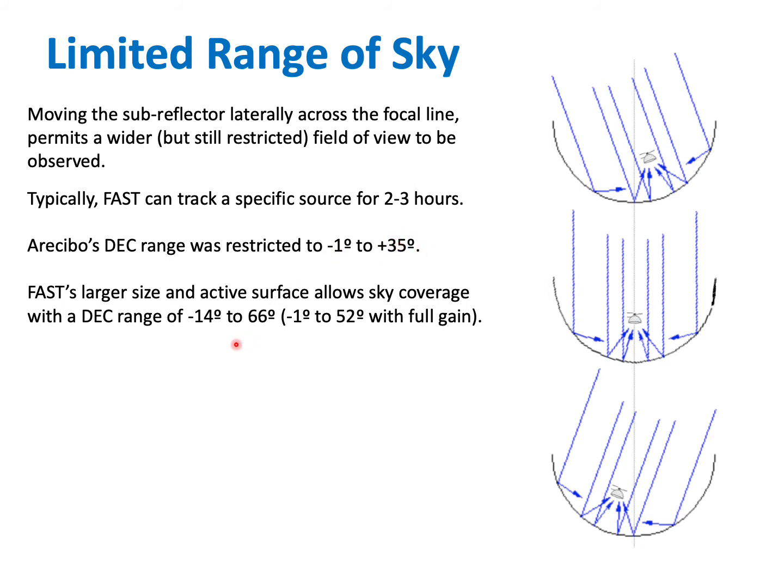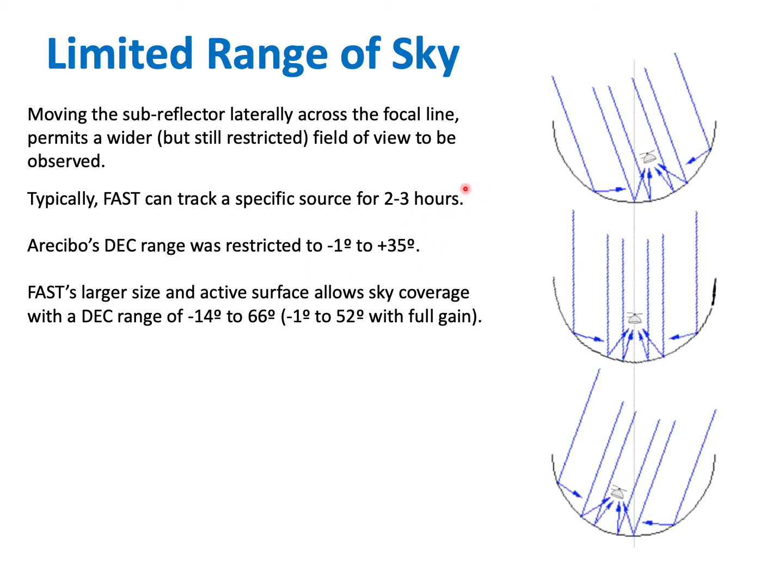FAST can cover more than that. FAST can go from -14 to 66 degrees in declination. Less at full gain, so it has reduced sensitivity, of course, as it gets near the edges of the sphere. But with full sensitivity, it can still go from -1 degree declination to 52 degrees declination, which is still better than what Arecibo could do.